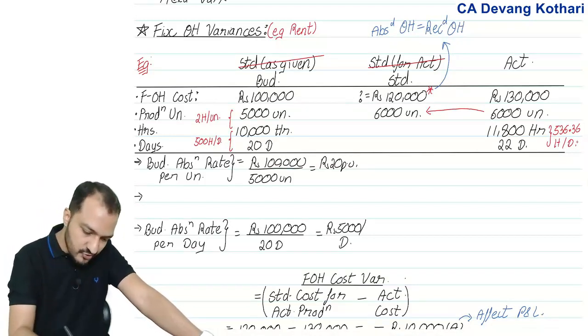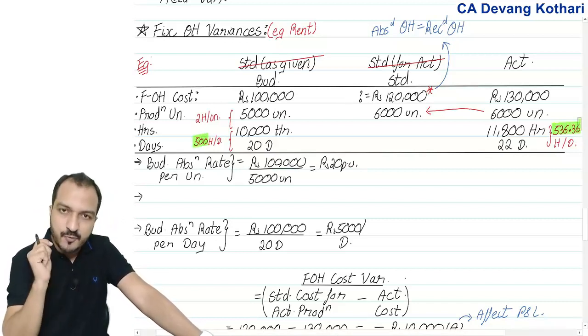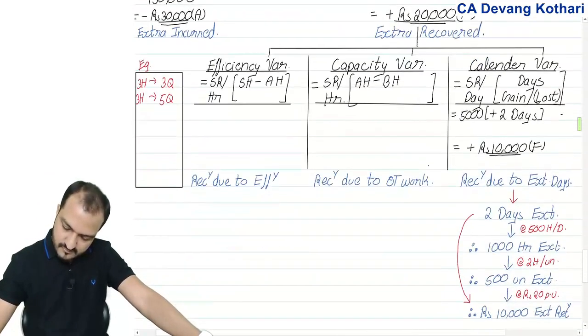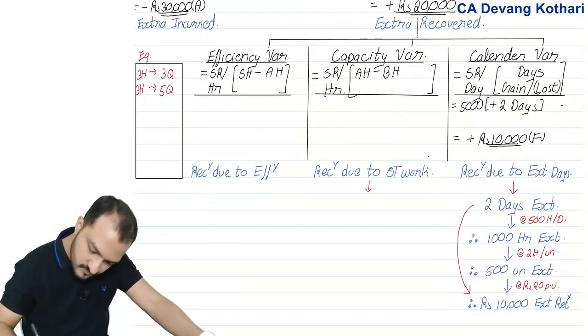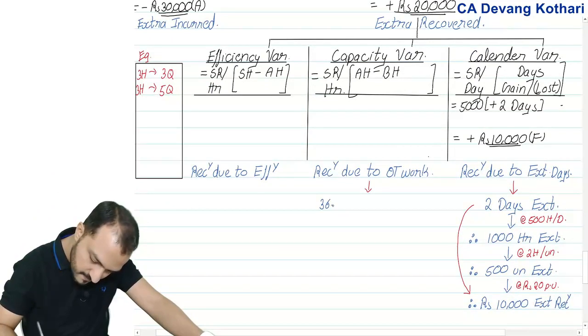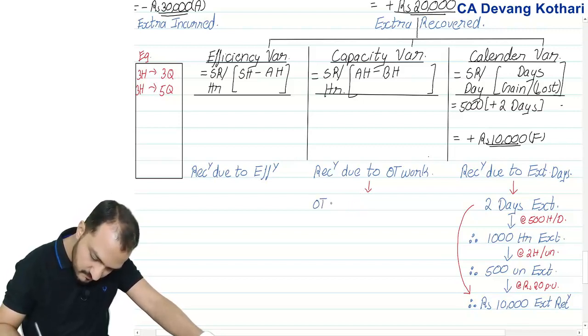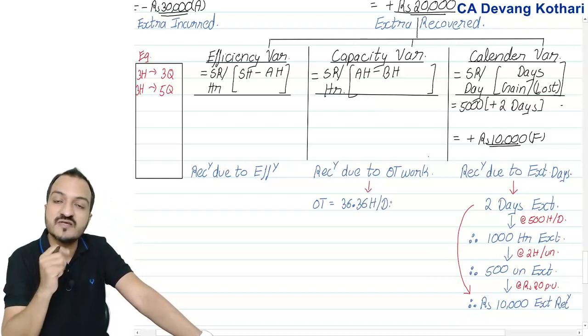So doesn't that indicate overtime working? Yes. How much overtime did you do? Instead of 500, you did 536.36. So 36.36 hours extra time you did every day. I'll show that here. My overtime done is 36.36 hours per day. Every single day of the actual, you worked 36.36 hours extra.